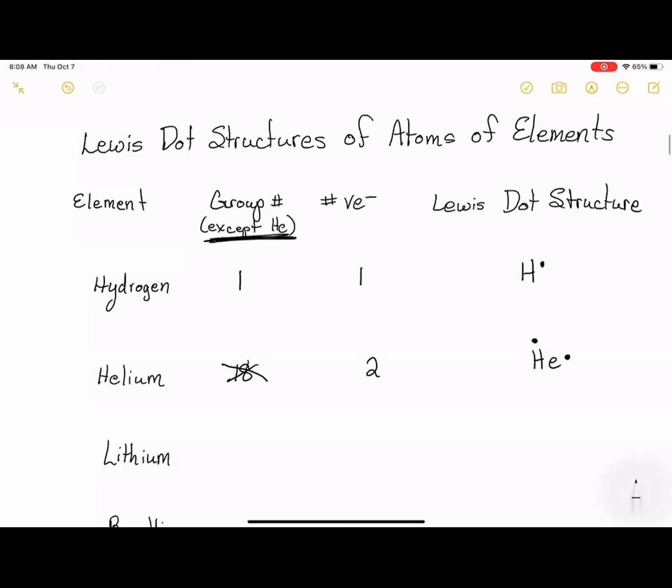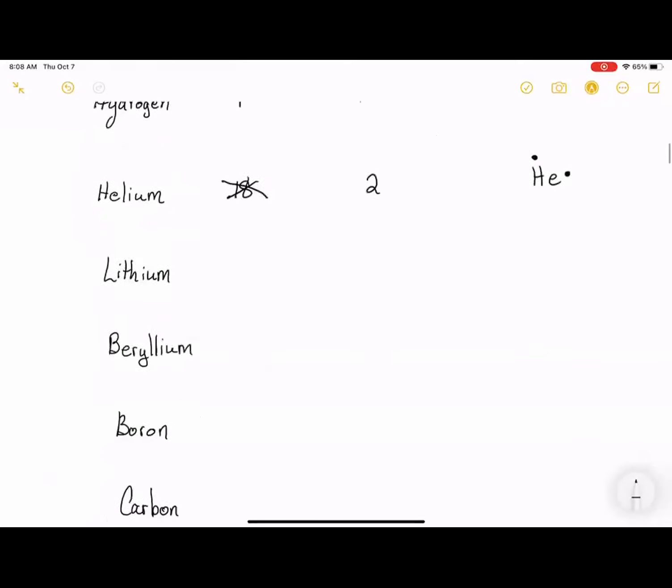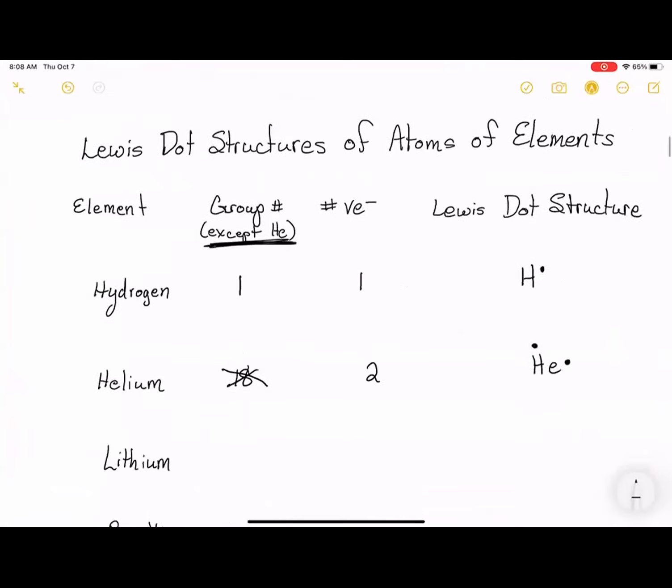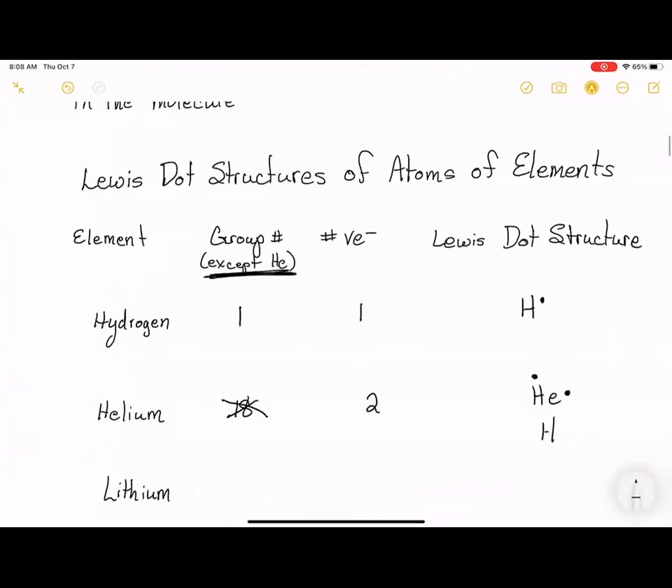We could add it so that they are on opposing sides. So it could also be written in this format, and both of those are correct. It could also be written where you have the helium and you put the dots here. So in other words, it doesn't matter where you put your dots. You're just going to put 1 on each side of the square before we start pairing them.